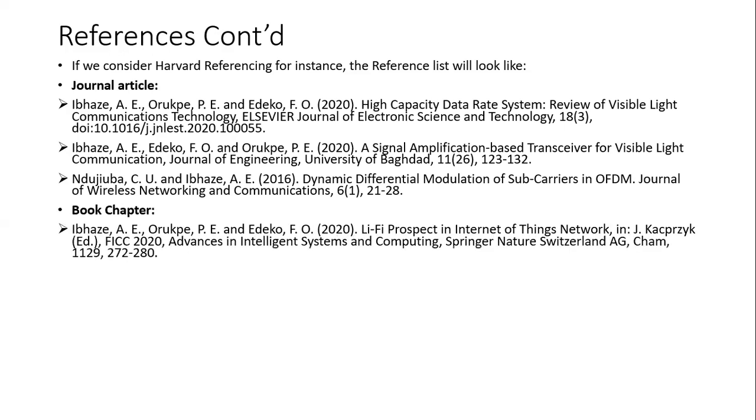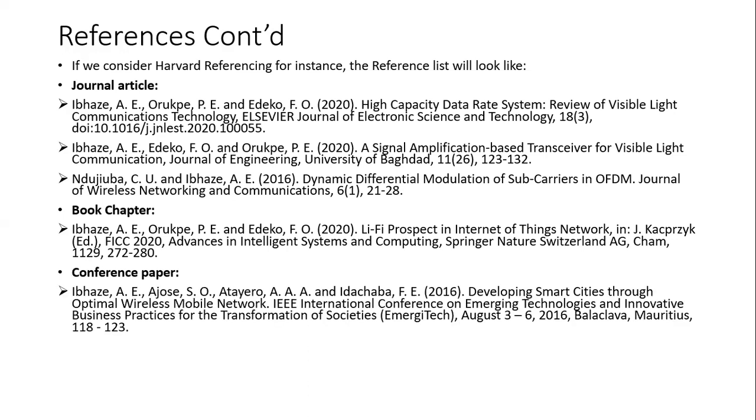Then when we have a book chapter, we have like AWR001, P.E. and Edeko F.O. 2020, Li-Fi Prospect in Internet of Things Network, in J. Caprice, edited, then the edition here, then FICC 2020 Advances in Intelligent Systems and Computing, Springer Nature, Switzerland, AG Cham, 1129, page 272 to 280.